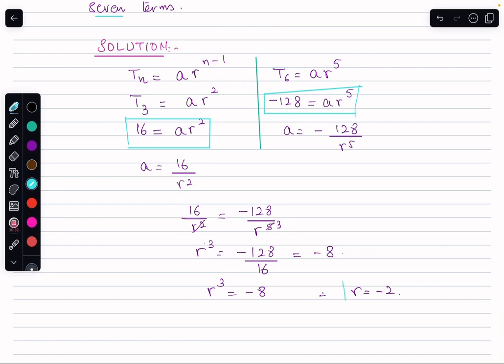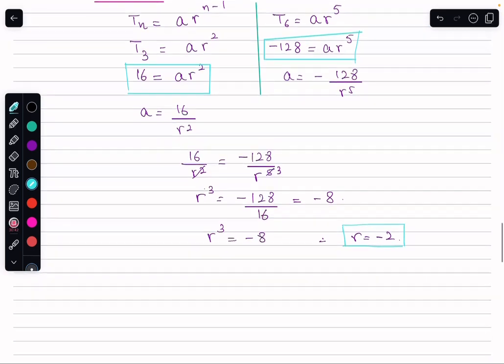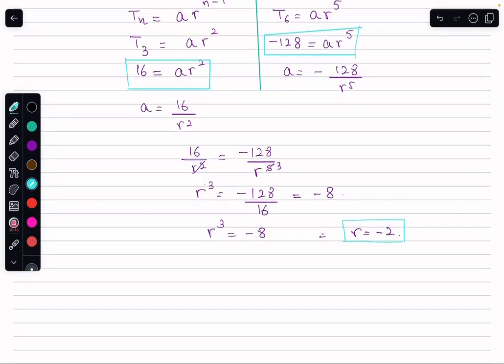So if I have my r, which is negative 2, then substituting this r in either of the two equations for a, I can say that a shall be equal to 16 over r squared, or 16 over negative 2 the whole squared, which is 16 divided by 4. This gives me the a value, which comes out to be 4.